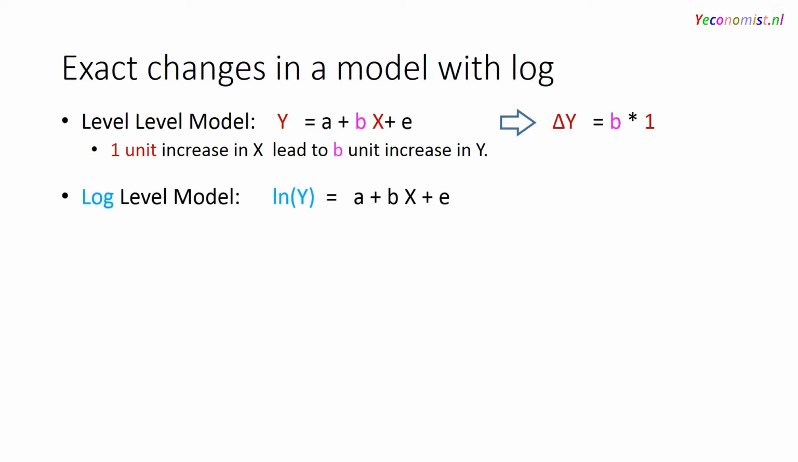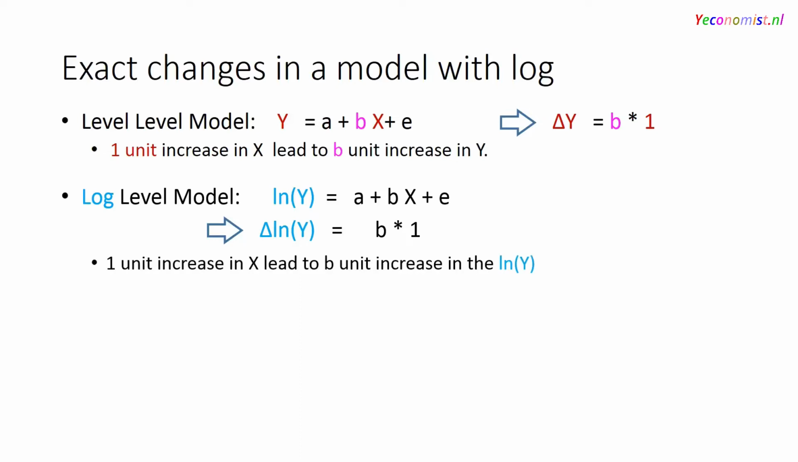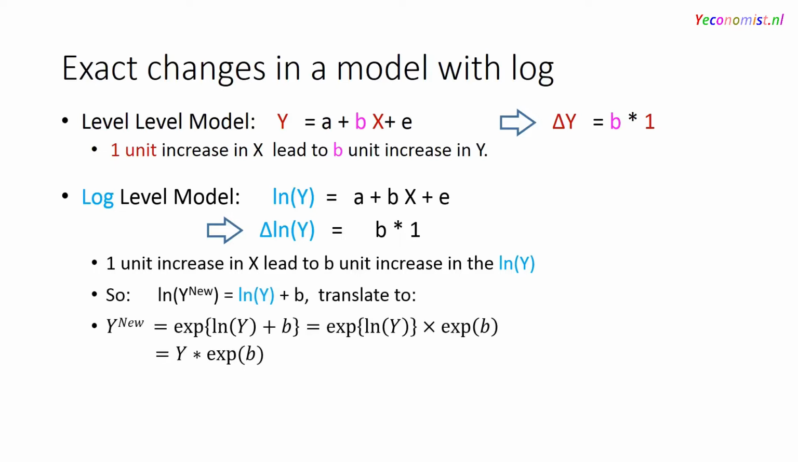So let's consider the following log level model where you have the log on the y variable. You can write down the following equation, and that literally means that if you have a 1 unit increase in the x variable, it will lead to a b unit increase in the log of y. But most probably what you are interested in is not the change in terms of logarithm, but the y variable itself. So the next step we are going to take is to convert the change of logarithm into the change of the level of y. You can write down the following expression, that is, the new log of y equals the initial log of y plus b, and then by taking exponential you see that the new level of y equals the initial level of y times the exponential of b.